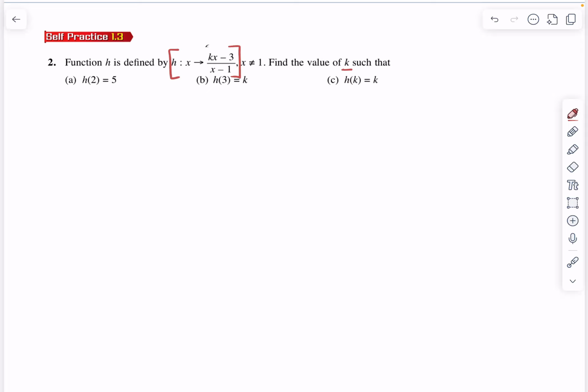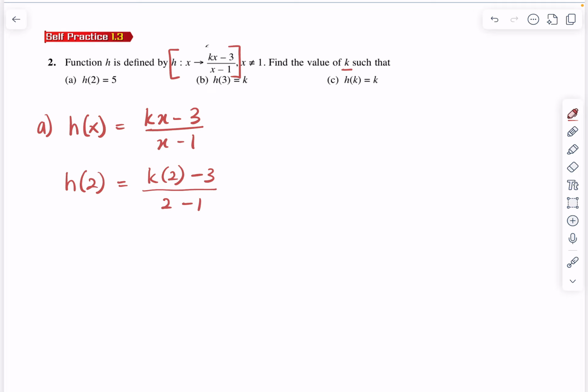Okay, so if h(x) is (kx minus 3) divided by (x minus 1), that means h(2) will be (k times 2 minus 3) over (2 minus 1). So we have to sub the 2 into the x to get h(2). So this will give us (2k minus 3) over 1. The over 1 we no need to write. Just leave it as 2k minus 3.